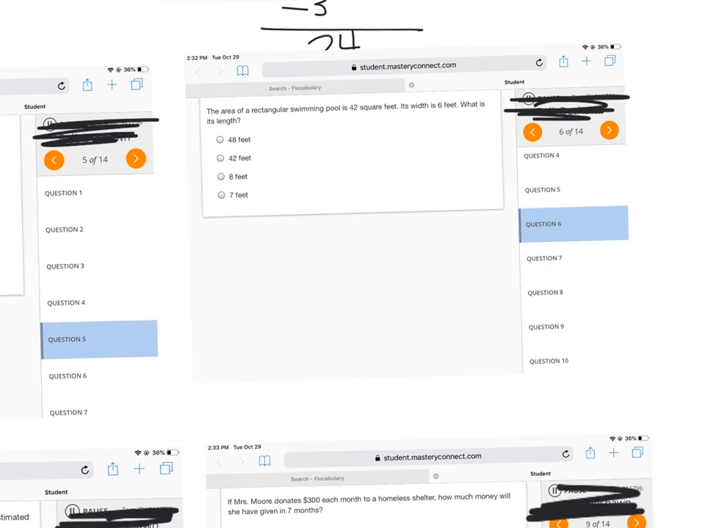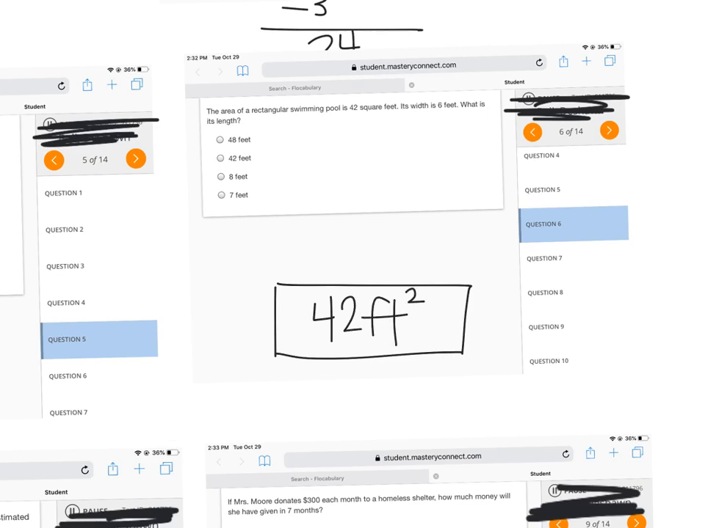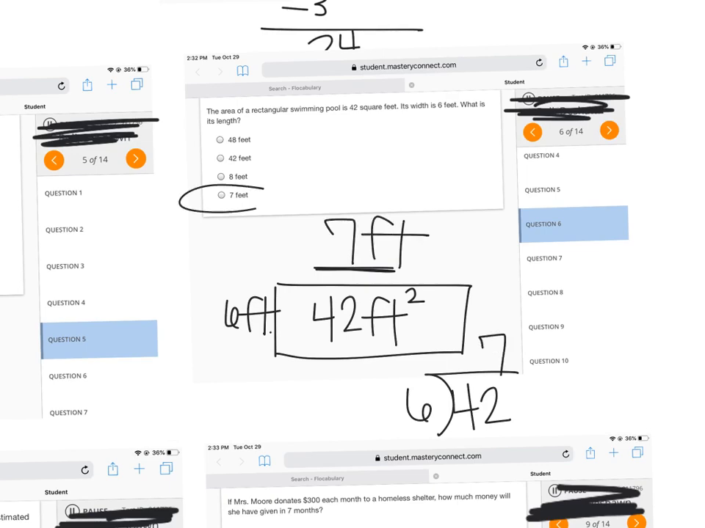Number 6. The area of a rectangular swimming pool is 42 square feet. Its width is 6 feet. What is its length? Well, to find area, we multiply. So if I'm trying to find the missing side, that means I'm going to do the opposite and divide. 42 divided by 6 is 7, so 7 feet.